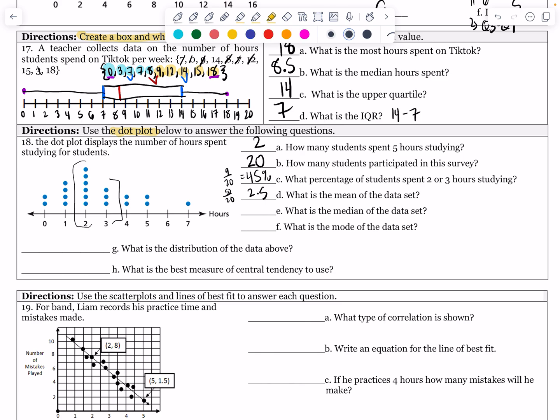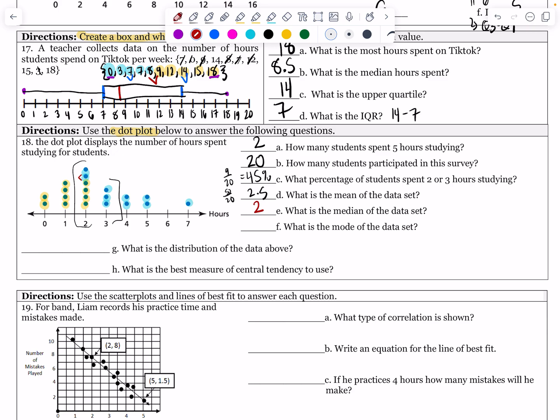Well, there are 20 pieces of data, so 1, 2, 3, 4, 5, 6, 7, 8, 9, 10, and then you'd have 1, 2, 3, 4, 5, 6, 7, 8, 9, 10. So what's the median going to be? The median is going to be between 2 and 2, which of course is just going to be 2.